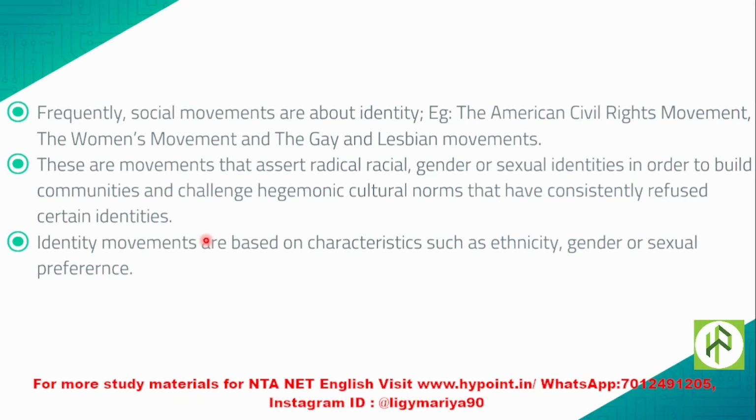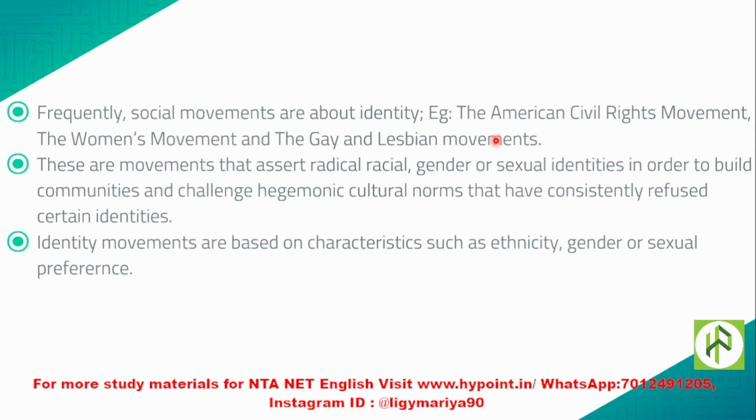So these movements assert racial, gender or sexual identities in order to build communities and thereby challenge hegemonic cultural norms which have consistently and simultaneously refused certain identities. Identity movements are based on characteristics such as ethnicity, gender or sexual preferences. So the gay and lesbian movements are protesting in an organized collective way in order to get their sexual identities recognized, and they get preferences, recognitions, advantages, and participation and space in society.